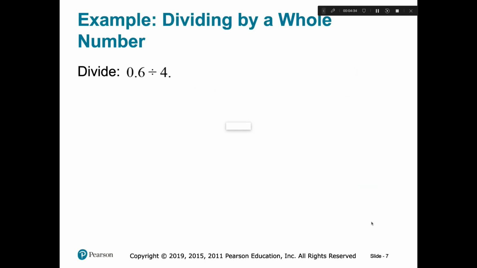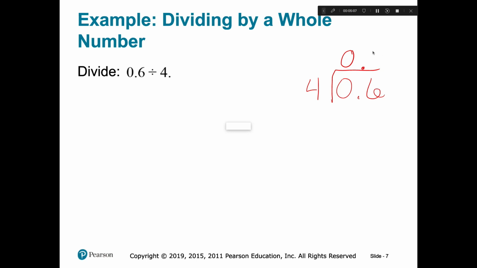Here's our next one. 0.6 divided by 4. Which of these goes inside the box? Going to take my decimal, put it right above where it's at, inside my box. What needs to go in front of that decimal? A 0. There will not be a number there because 4 will not go into 0.